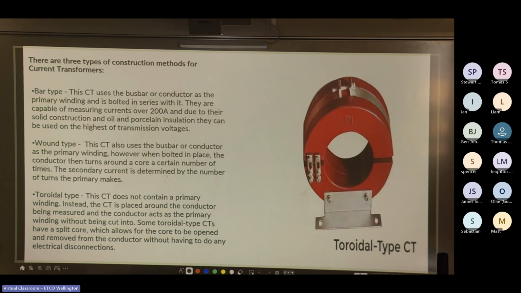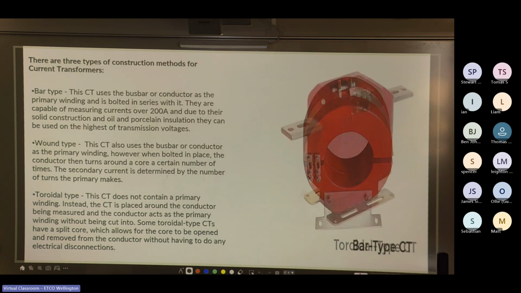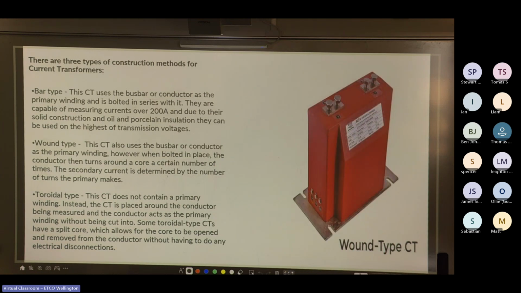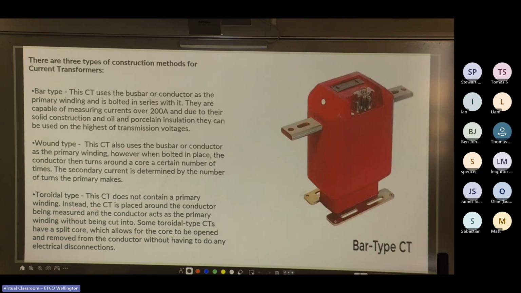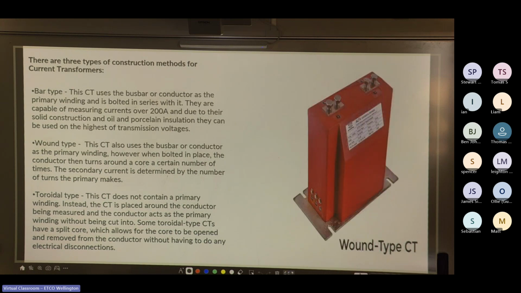And then the last one is toroidal core. This CT does not contain a primary winding. Instead, the CT is placed around the conductor being measured, and the conductor acts as the primary winding without being cut into. Some toroidal type CTs have a split core, which allows for the core to be opened and removed from the conductor without having to do any electrical disconnections.